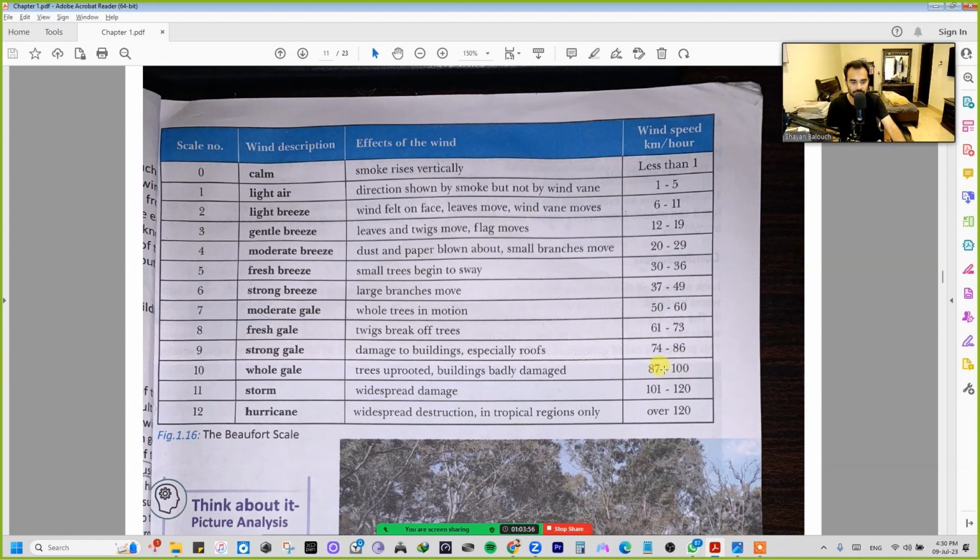So this is the speed of the wind, that the wind is travelling at this speed, and this is a lot of speed. Then they gave names to each level: if the wind is travelling at less than 1 kilometer per hour, it is called calm. 1 to 5 is called light air, light breeze. 6 to 11, then 12 to 19 we will call a gentle breeze. And then moderate breeze from 20 to 29. And likewise, the names keep on changing.